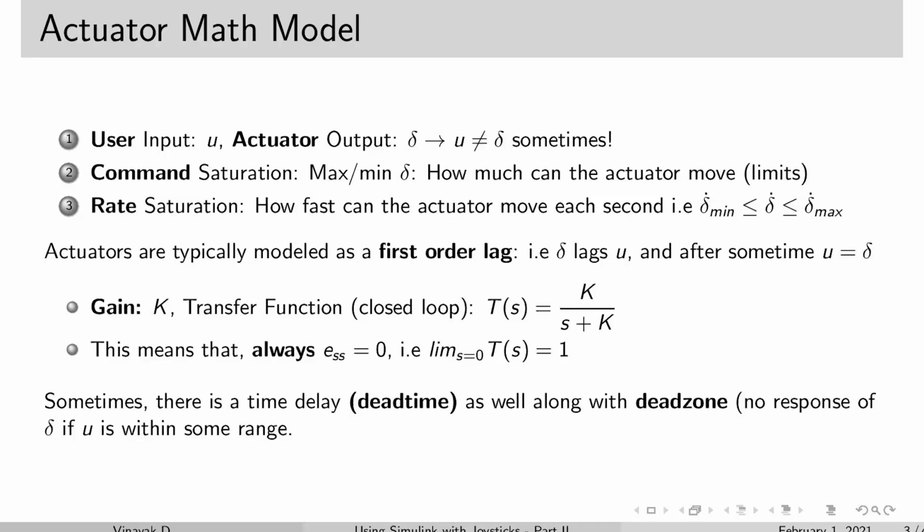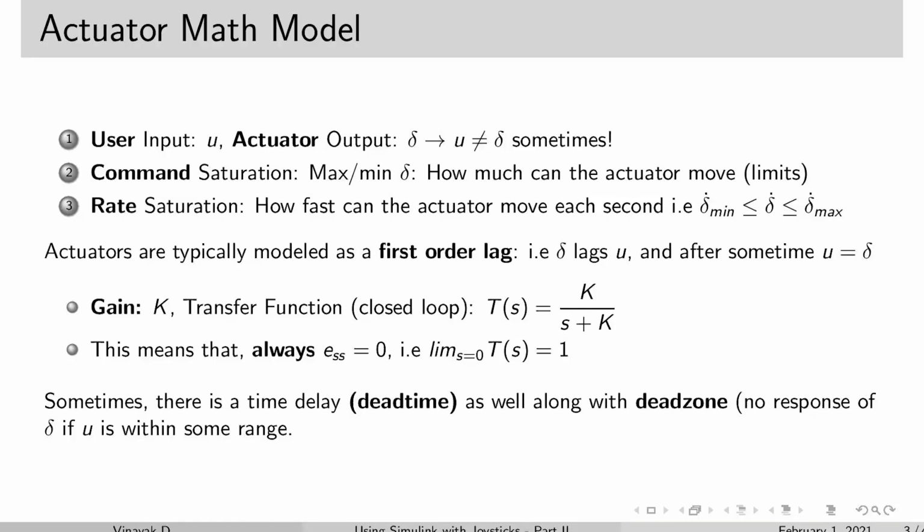In actuators, you also have something called a dead zone. A dead zone is basically if the U command or the manual command is between some small value, you will not have any response from the actuator. And this is more of a safety mechanism built in.